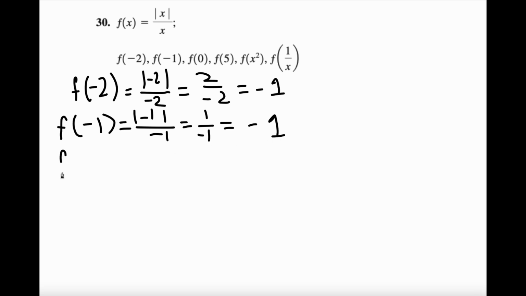f of 0. Now watch out for this problem. I'll show you why it can be kind of tricky sometimes. We put 0 in the absolute value and 0 below. This function involves division by 0, which is undefined in mathematics. As tempting as it is to put in 0 for the answer of this problem, 0 over 0 would not equal 0. It would be undefined.